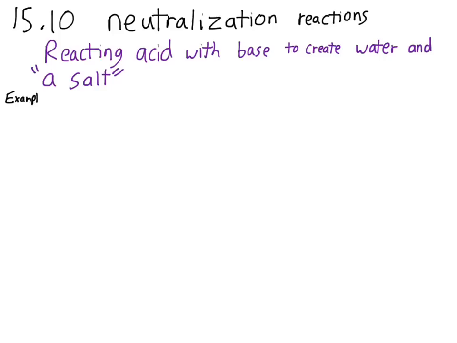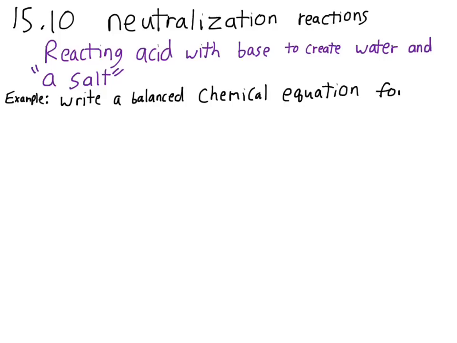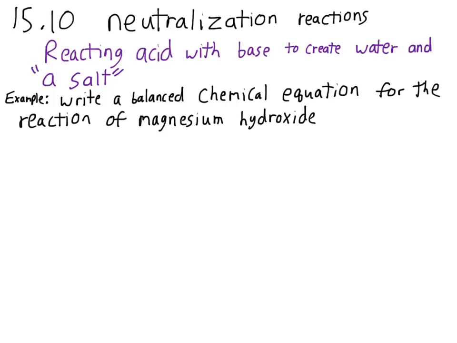So for example, write a balanced chemical equation for the reaction of magnesium hydroxide and chloric acid. So we know one's a base because it's a hydroxide, the other one's an acid because it says acid, so we know we're going to form water and a salt, which will be the magnesium with the chlor-whatever-it-is ion.